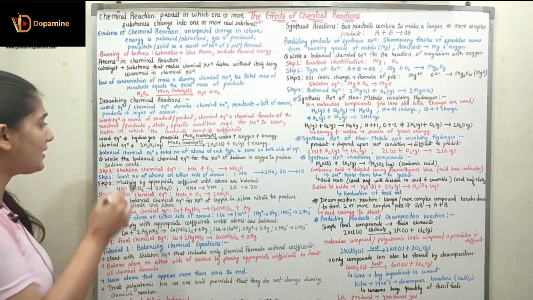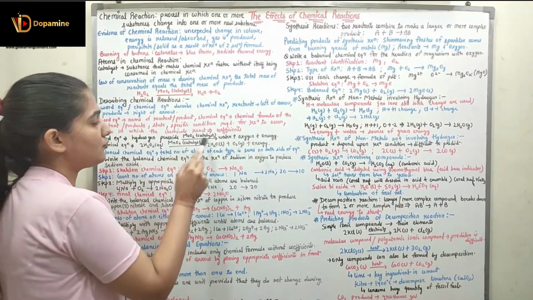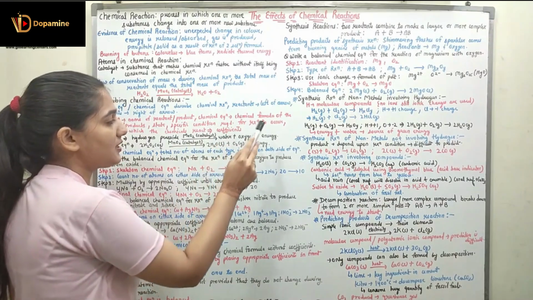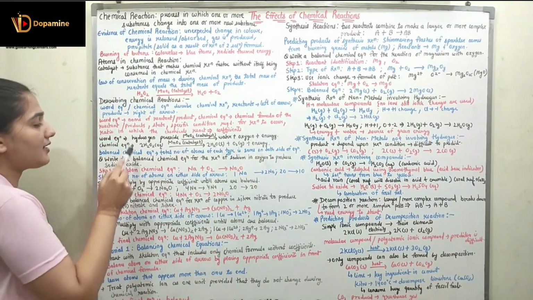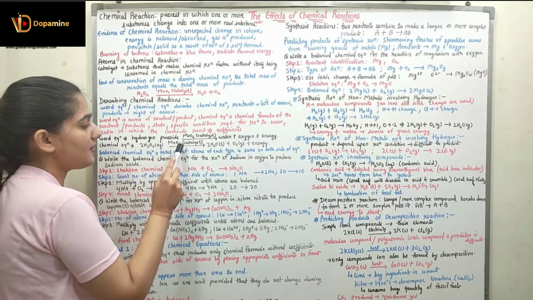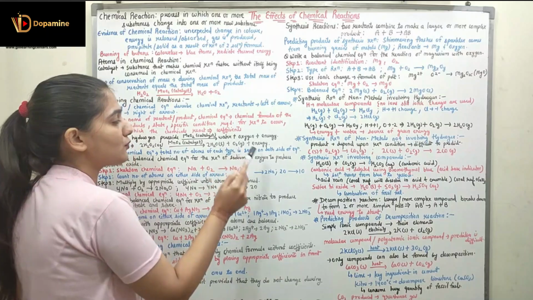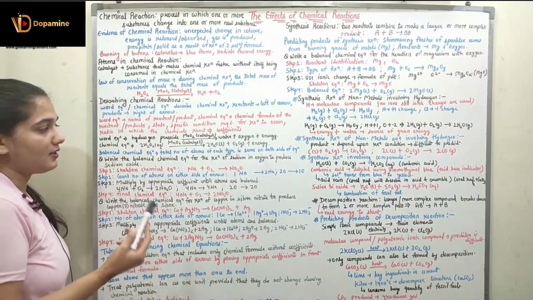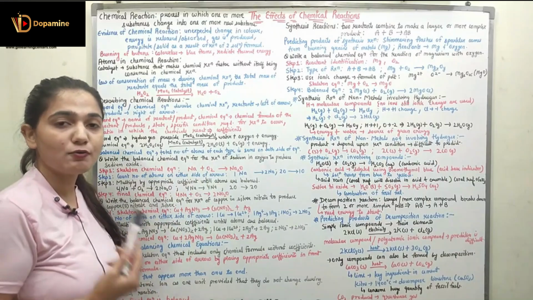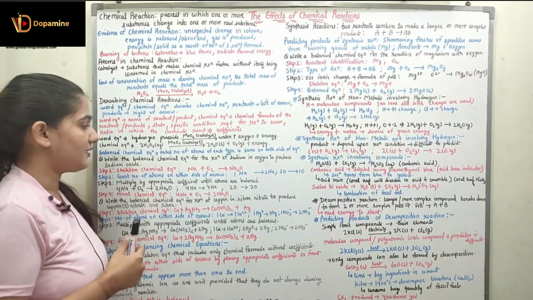For example, the word equation is hydrogen peroxide in the presence of MnO2 catalyst undergoing the formation of water and oxygen, and the energy is released. In the chemical equation, we can represent this as 2H2O2 aqueous, in the presence of MnO2 as a catalyst, gives 2H2O liquid plus O2 gas plus energy, right? So here you can see the 2 and 2 are the coefficients which represent the amount of the reactants and the products.